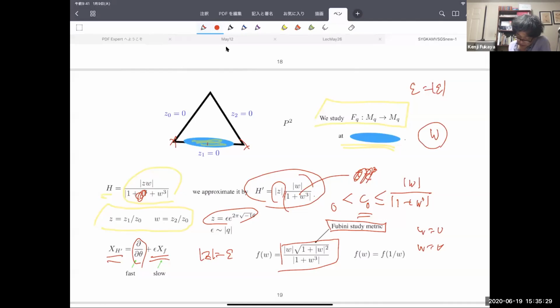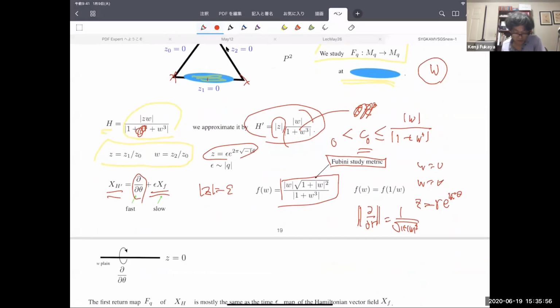And if you take this R, I mean, Z is R plus e to the power 2 pi i theta. So if this is length, it's something like 1 over 1 plus W square in a Fubini-Study metric. So I want to take something like a normal derivative of H prime, not this R derivative. So that's why we have this term. So what we have is this. So you have this Hamiltonian vector field which approximates the one we want to study.